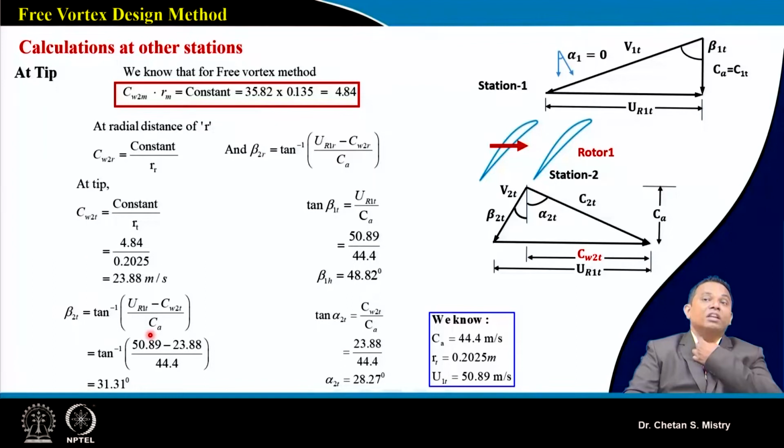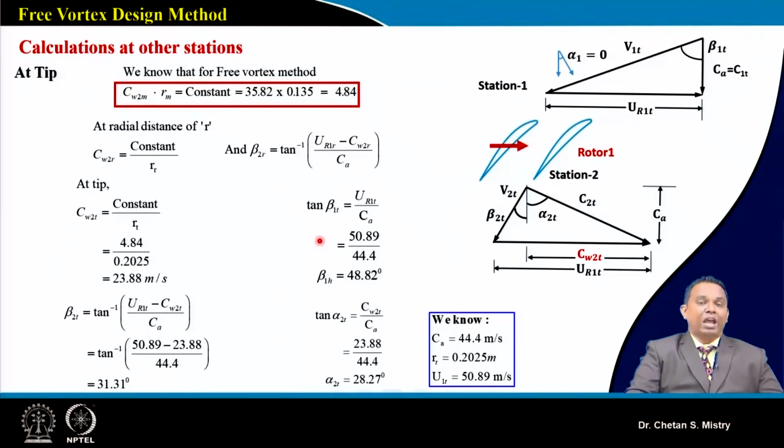We can do our calculation for the blade angles beta 1 and beta 2 at the tip station. Here we calculate beta 2, and that's coming 31.31 degrees. My beta 1 at the tip is coming 48.82 degrees, and my alpha 2 is coming 28.27. All of this is based on our velocity triangle and trigonometry, which we have discussed earlier also.